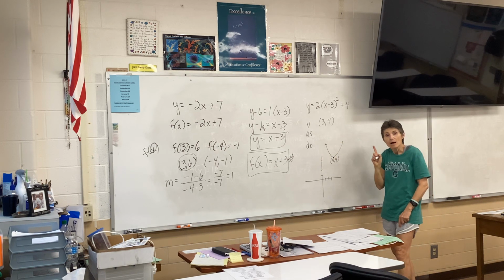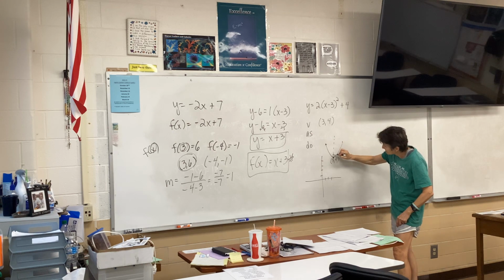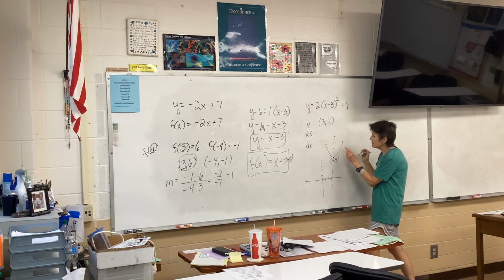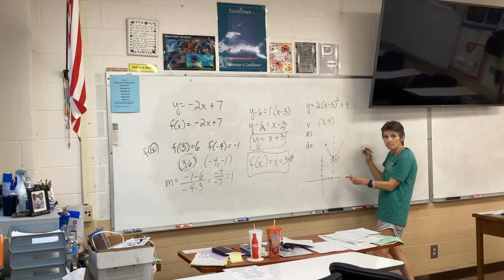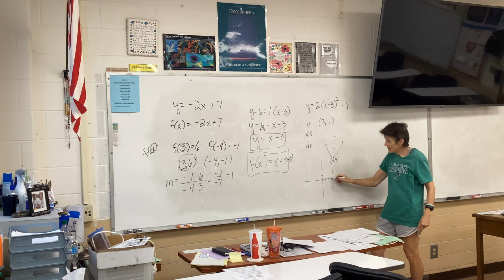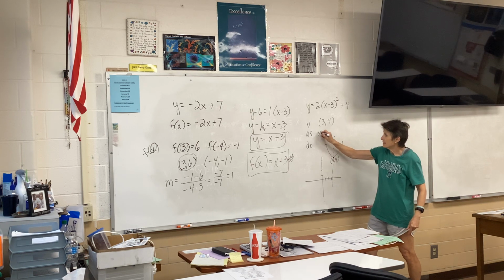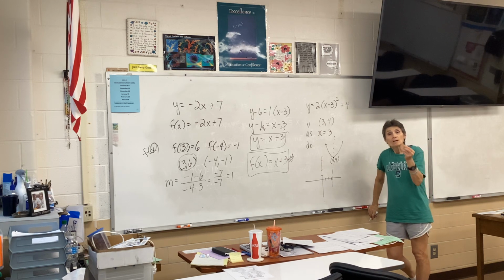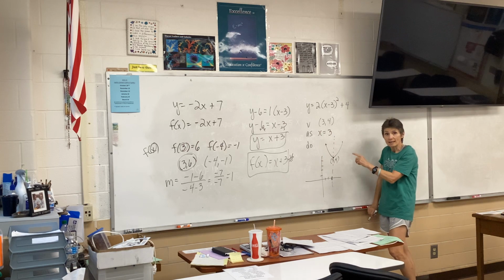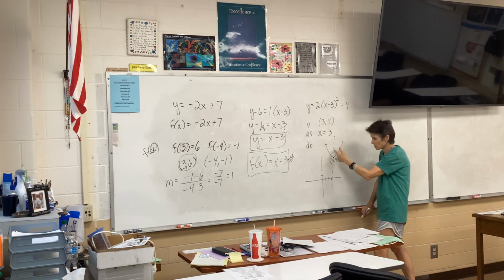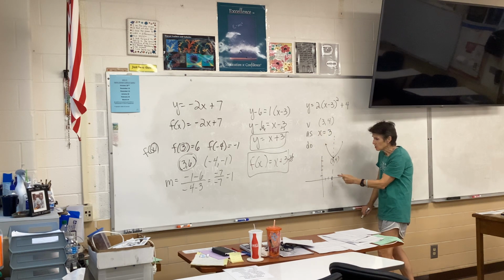Now, the axis of symmetry is the crease. If you could somehow fold this parabola in half, the axis of symmetry would be that crease. And notice that it is a vertical line that intersects the x-axis at 3. Its equation is x equals 3. For a parabola that opens up or down like this, the axis of symmetry will always be x equals whatever that is, because it's always going to run right down through the vertex. So it's going to be x equals 3.